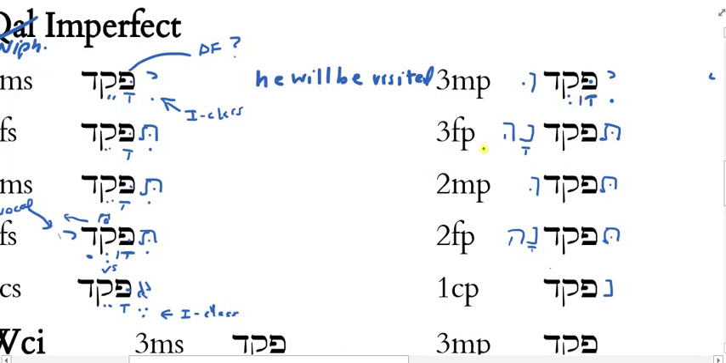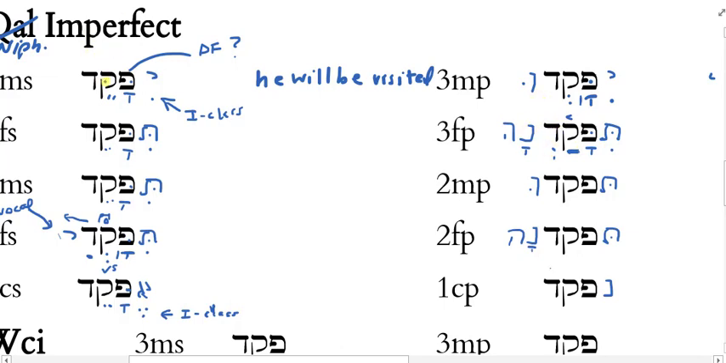For the third feminine plural, yipakade, I'm going to borrow that pattern. Tipakade. Going to add na here. And there's one change that's going to happen here. Instead of a sere, I'm going to get a pathak. Tipakadna. Now, I'm not asking you to memorize these forms over here.